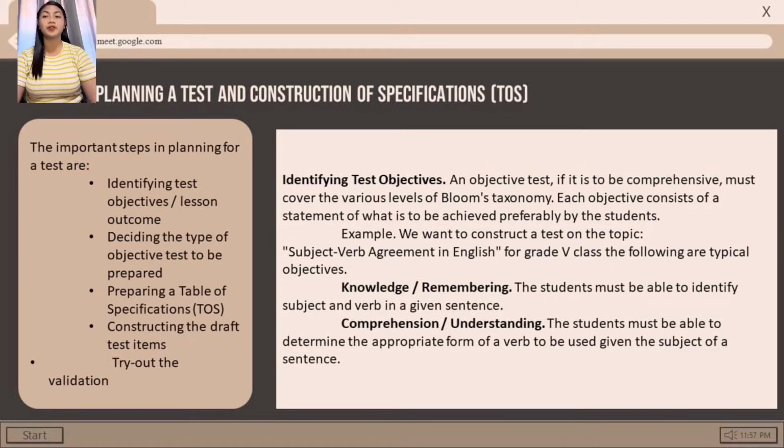Knowledge and remembering. The students must be able to identify the subject and verb in a given sentence. Comprehension and understanding. The students must be able to determine the appropriate form of a verb to be used given the subject of a sentence.